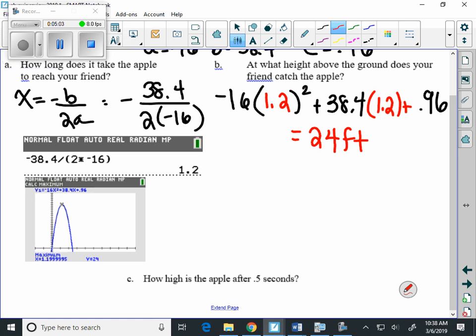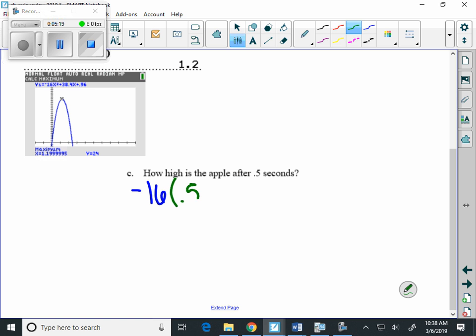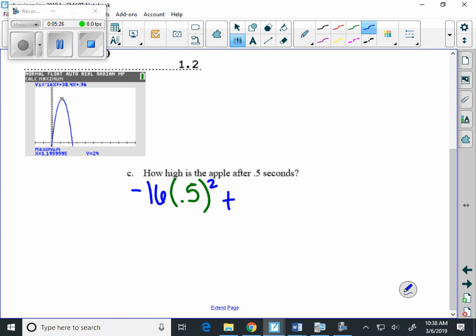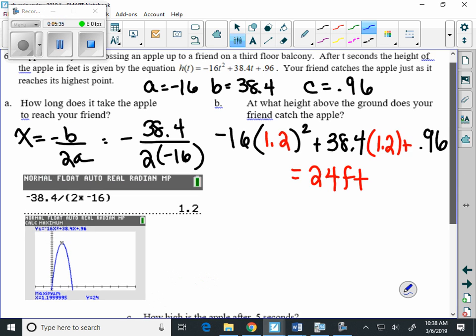And then lastly here on this particular problem, it says, how high is the apple after 0.5 seconds? So I didn't even put it in 1/2 this time. But I will do the computation. And it's going to be negative 16 times 0.5 squared plus 38.4 times 0.5 plus 0.96.